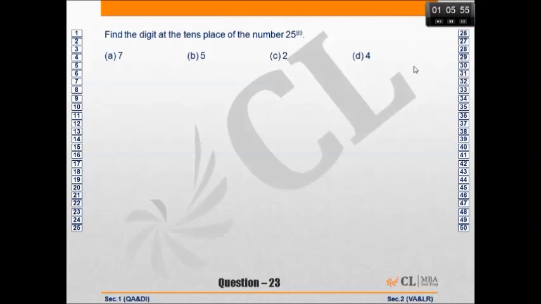Find the unit digits of the tens number in all numbers. 25 to any power will always end in 25. So the tens place will always be 2. Round 1 question.